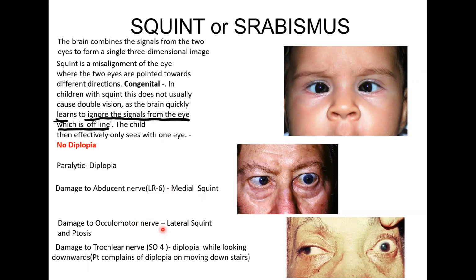While damage to the oculomotor nerve can result in damage to the nerve supply of the medial rectus, the patient will have lateral squint as in the third diagram, and associated with this, ptosis will be there due to involvement of the levator muscle. While in damage to the trochlear nerve, which supplies the superior oblique muscle, the patient will have diplopia, as the superior oblique is responsible for depression in the medial position. So the patient will complain of diplopia when looking downward, especially when moving downstairs. So these are some of the applied anatomy related to the movements of the extraocular muscles.